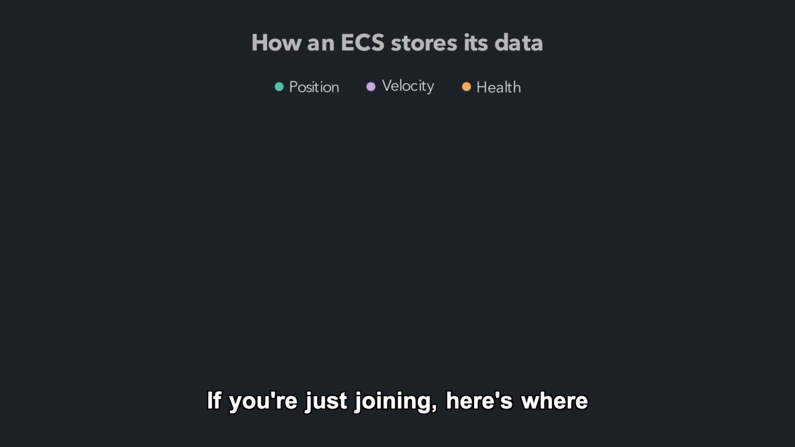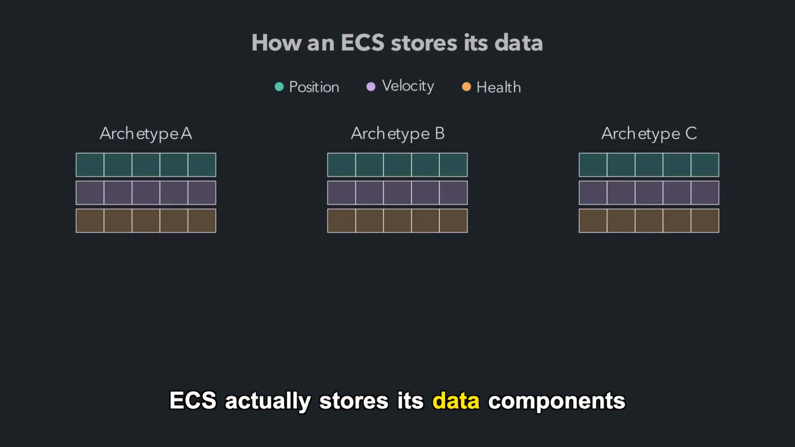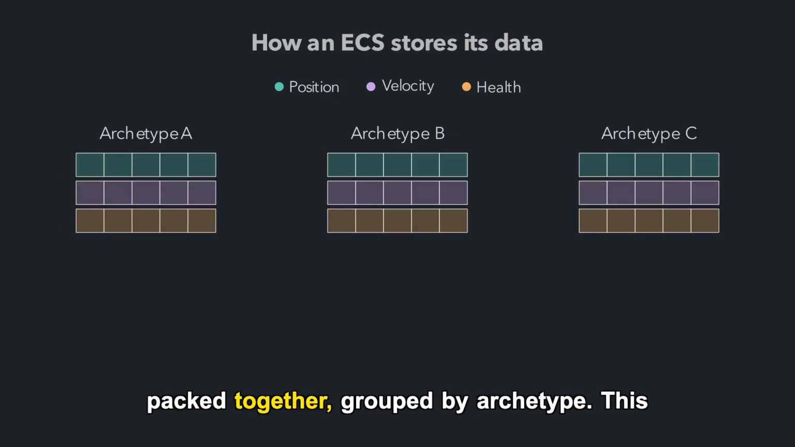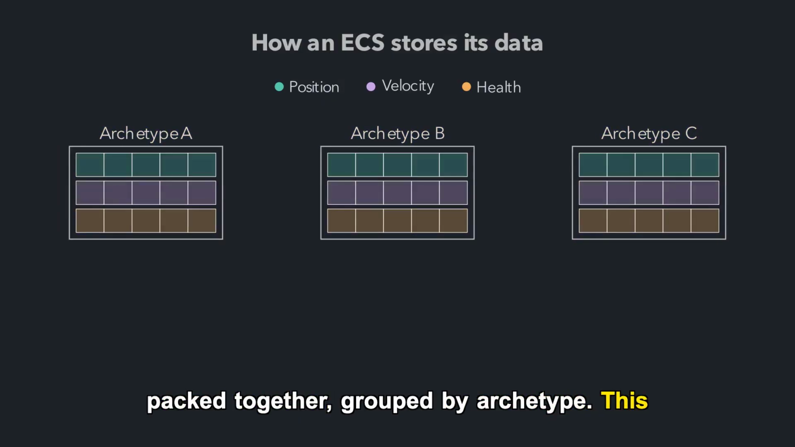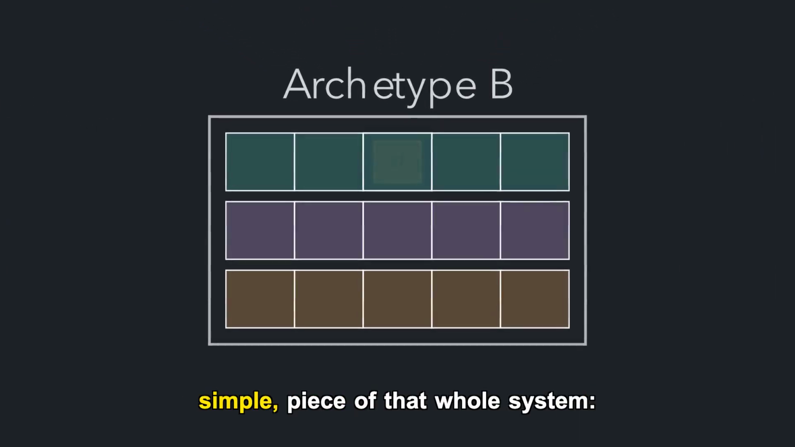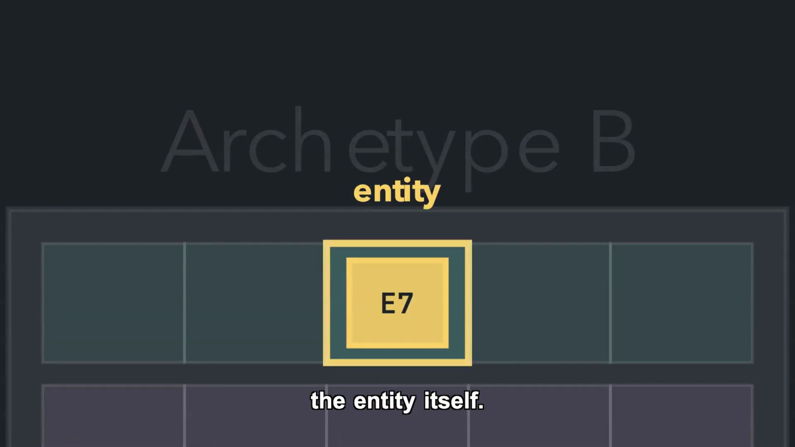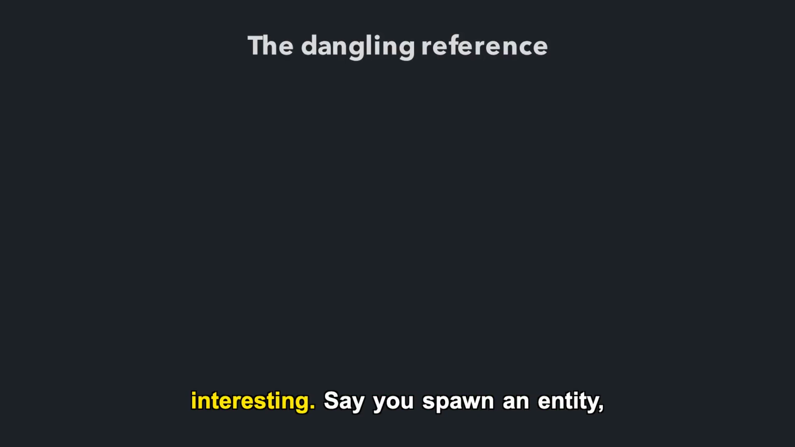If you're just joining, here's where we left off. In the last video, we walked through how an ECS actually stores its data. Components packed together, grouped by archetype. This time, I want to zoom in on the smallest and most deceptively simple piece of that whole system, the entity itself. Here's the problem that makes it interesting.